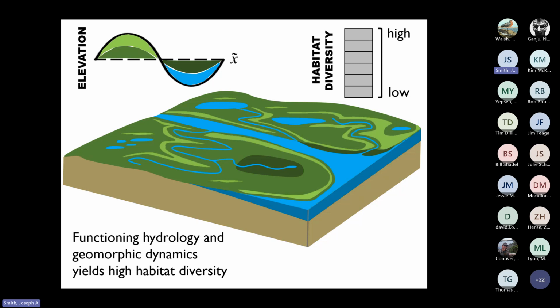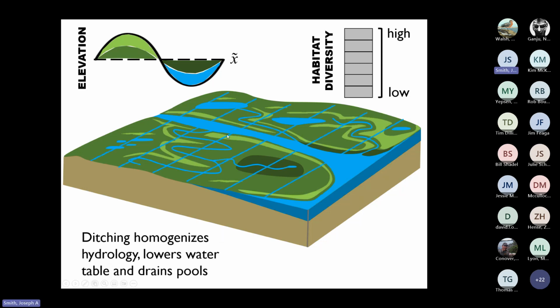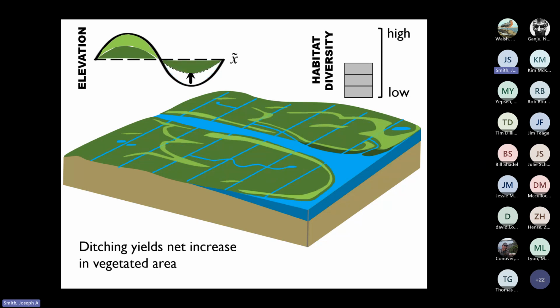So taking a clue from our unditched marshes out there today, there's a diversity of hydrology where you've got large channels, small channels, branching networks, isolated ponds, ponds connected to tides, ponds that are revegetating. You've got low marsh, you've got high marsh, a diversity of features out there that yields high habitat diversity. When you ditched it, you homogenized the hydrology. You make everything the same, which lowers the water table. We drained all the pools, which means we get a net increase in the vegetated marsh.